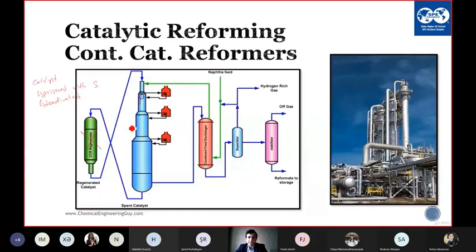So summarizing, you have heavy naphtha feed, and then you have the gas product C1, C2, which is burned. You have the LPG, C3, C4, and you have reformate, which has the 95-100 research octane number.